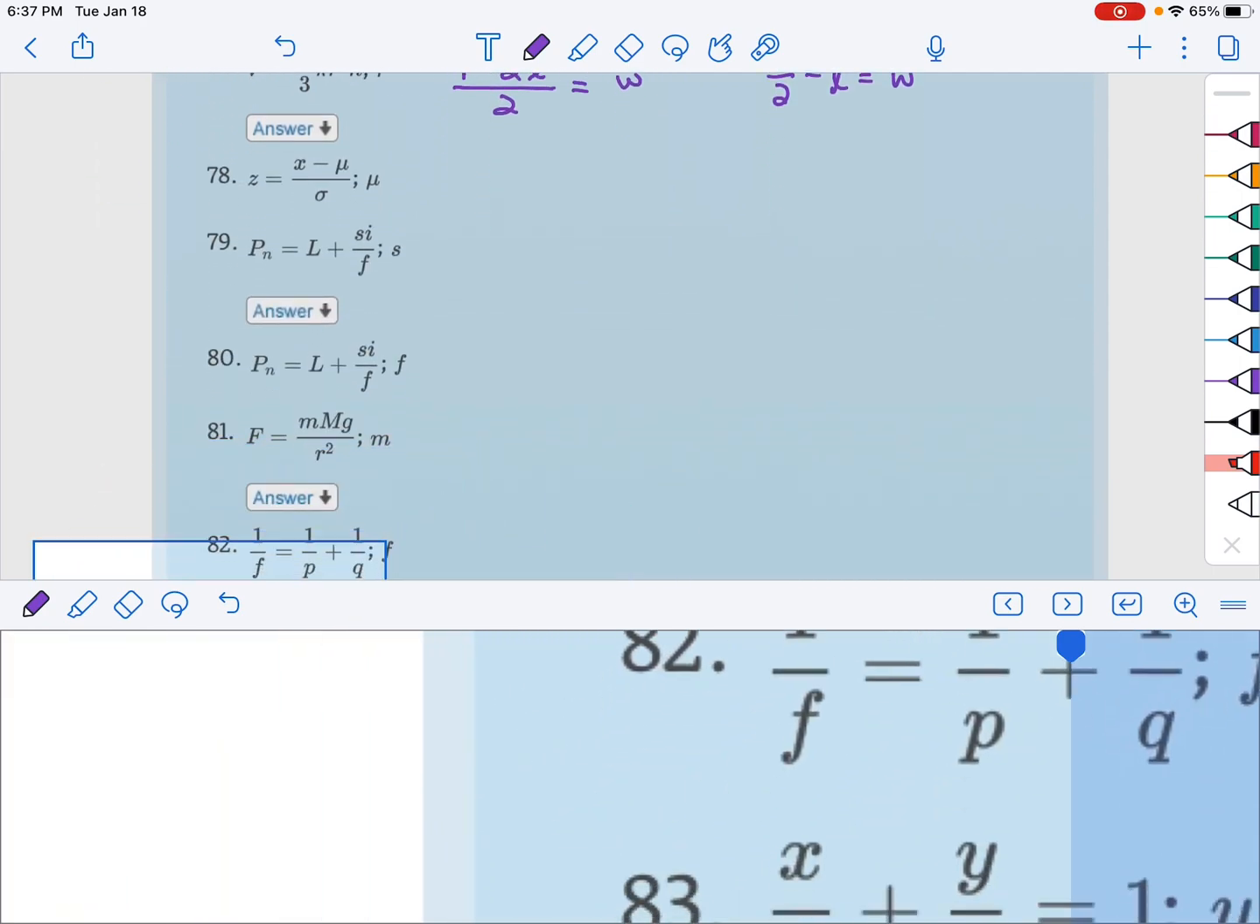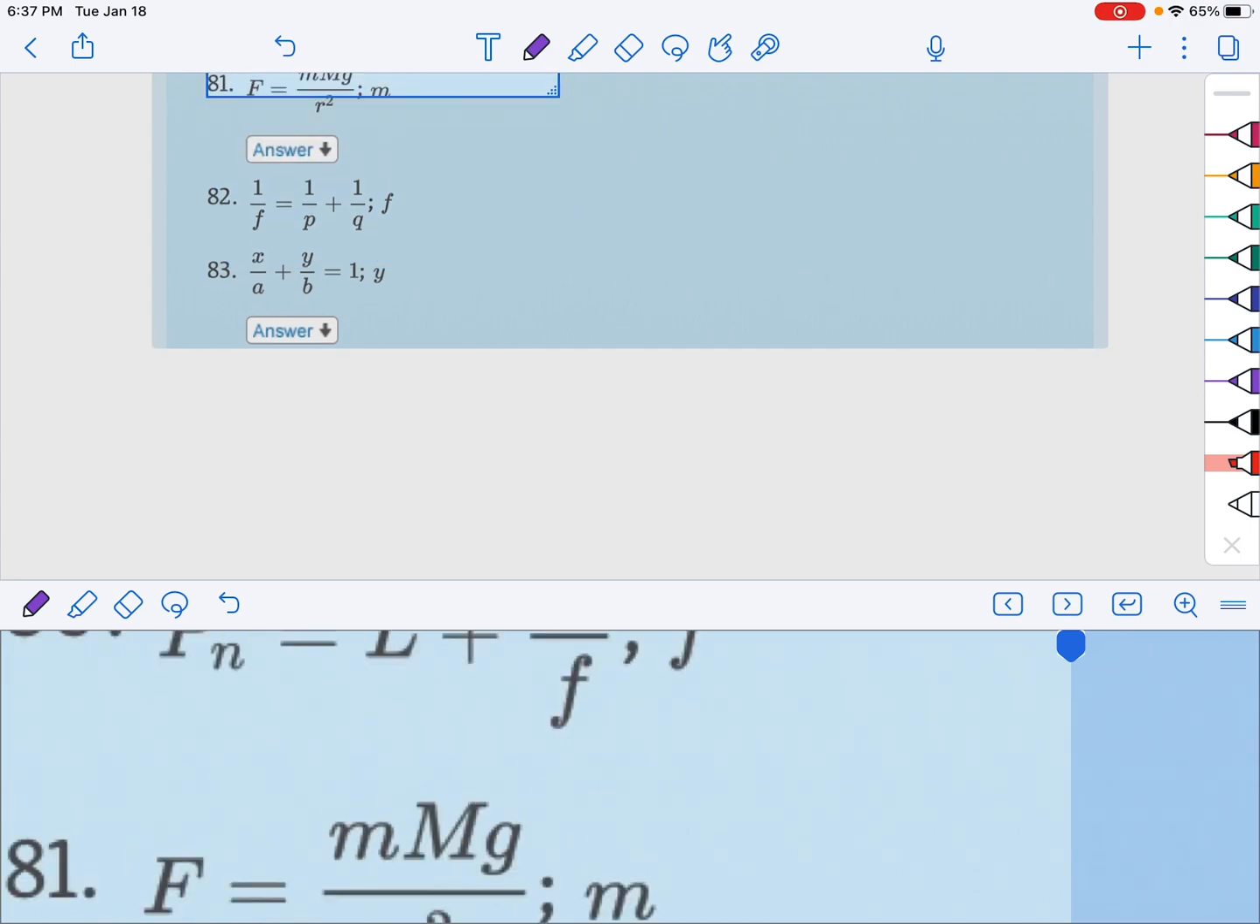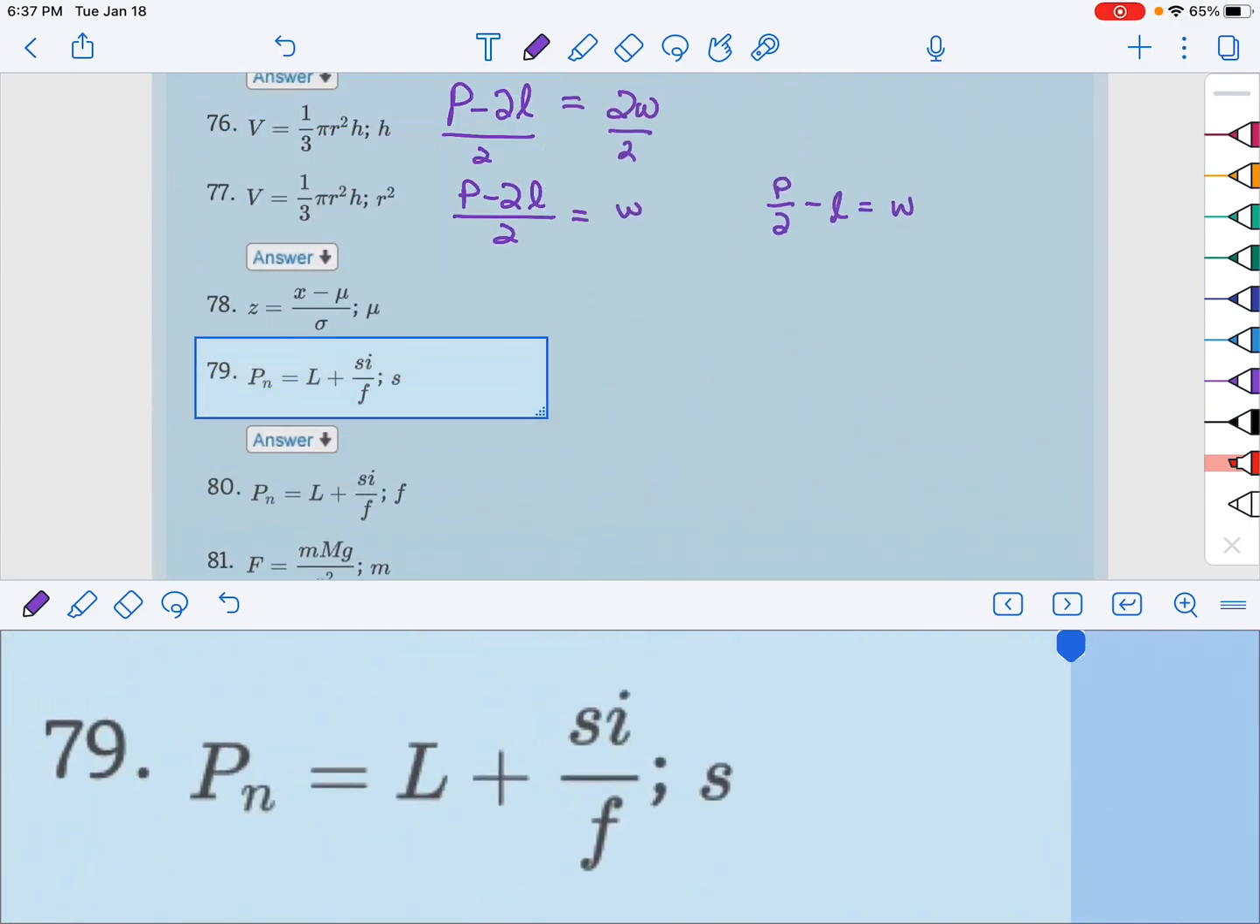But we want to really look at some where the variable is in two different places. Let's try something like this, and we'll see where this goes.